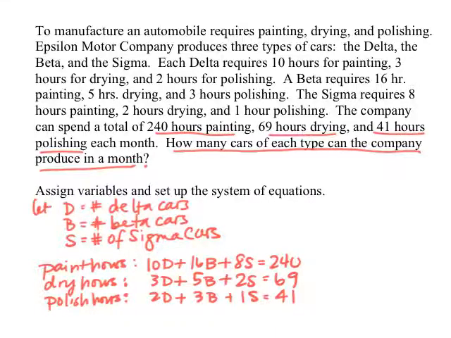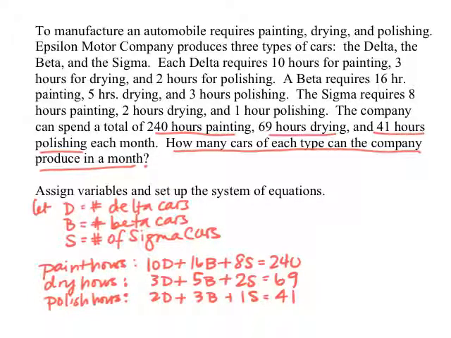So I have an equation down here for painting hours, drying hours, and polishing hours. And notice these 3 numbers, 240, 69, and 41. That's the total of painting hours, the total of drying hours, and the total of polishing hours. So this is where I go through each of these sentences. Each delta requires 10 hours of painting. So for every delta, it's going to take 10 hours of painting. 5 deltas, 50 hours painting. And then 3 hours for drying for a delta, and 2 hours for polishing. So they go into each of the totals for painting, drying, and polishing.